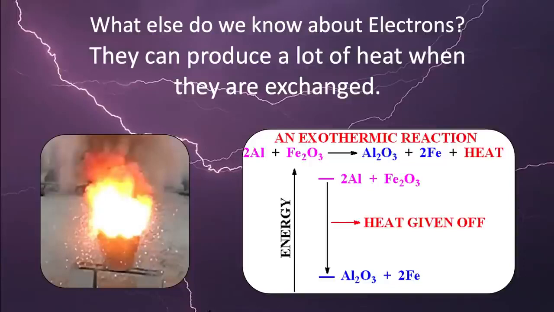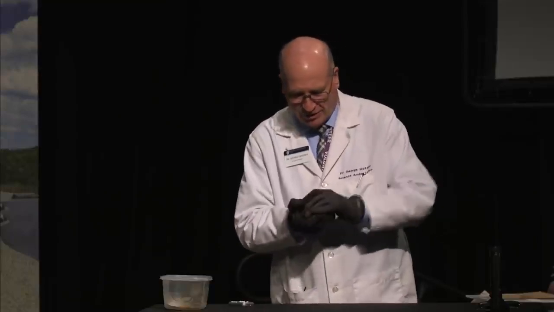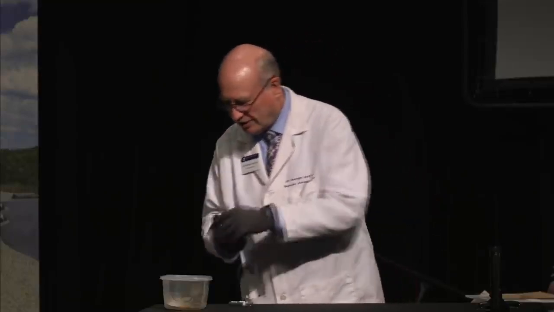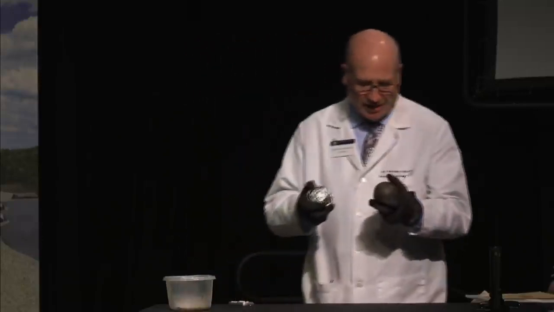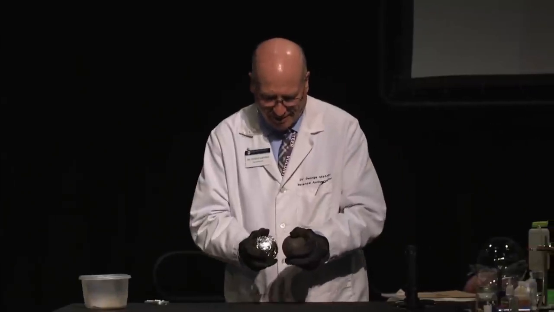What else do we know about electrons? We know they produce a lot of heat when they're exchanged. So I'd like to do this thermite reaction for you. If I did the one on the left-hand side there, we'd have to evacuate the building. So that doesn't work. Actually, I had a colleague who did it at Bob Jones, and we had the fire company come, and it was pretty exciting. But what I'm going to do is wrap some aluminum foil around this rusty ball, and if I can hit a piece of rust with the aluminum, I can get some electrons to come out and some heat.